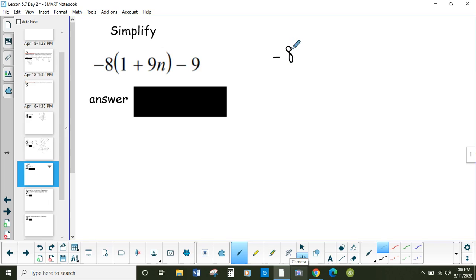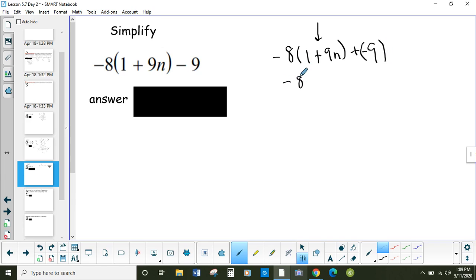So, no need to do the rule for subtraction for this first part because there is no subtraction problem. There's a negative coefficient, but no subtraction in the middle of two different terms. But there's subtraction right there. -9 means I'm going to do the rule for subtraction, add the opposite.